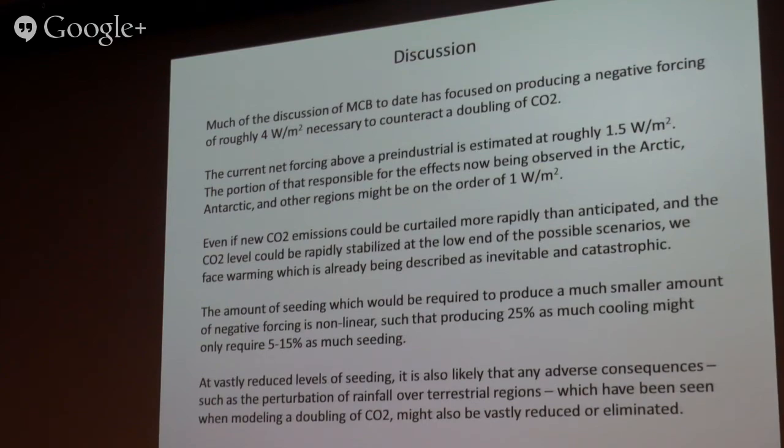And if you think about what modeling has shown as potential risks in terms of rainfall over tropical regions, that's basically the principal thing we're afraid of with MCB, that we would disrupt rainfall. Well, if you can do 5% as much as was modeled for a doubling of CO2, you're into a regime where the cost-benefit risk starts to look much more attractive: do a little bit and risk very little likelihood of unintended consequences. One would hope, but by doing much less, it would certainly appear so.